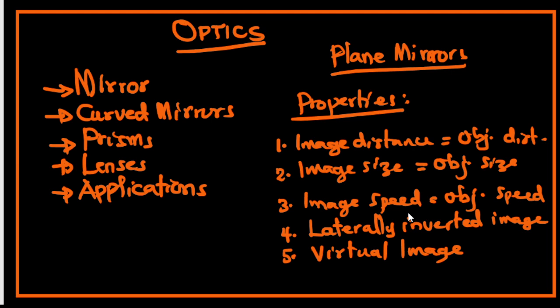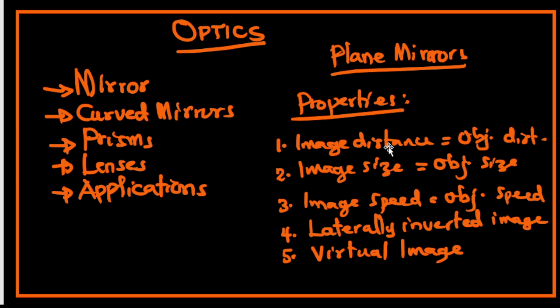You cannot access it. Because you cannot access it, you won't have a room to even be able to what? Focus it on the screen. So that means what? Such image is virtual. But we have images that are real too, but that cannot be produced by a plane mirror. That can only be produced by a curved mirror. We'll get to that. So these are the properties of images formed by a plane mirror.